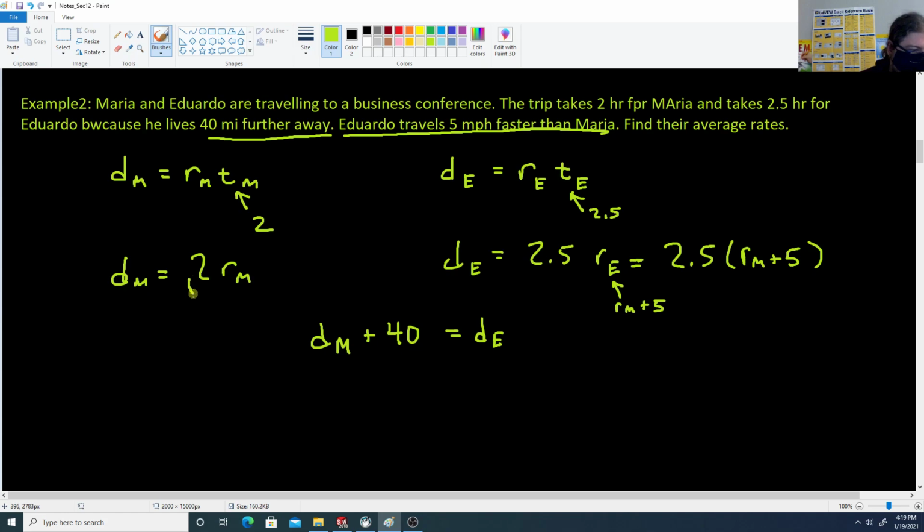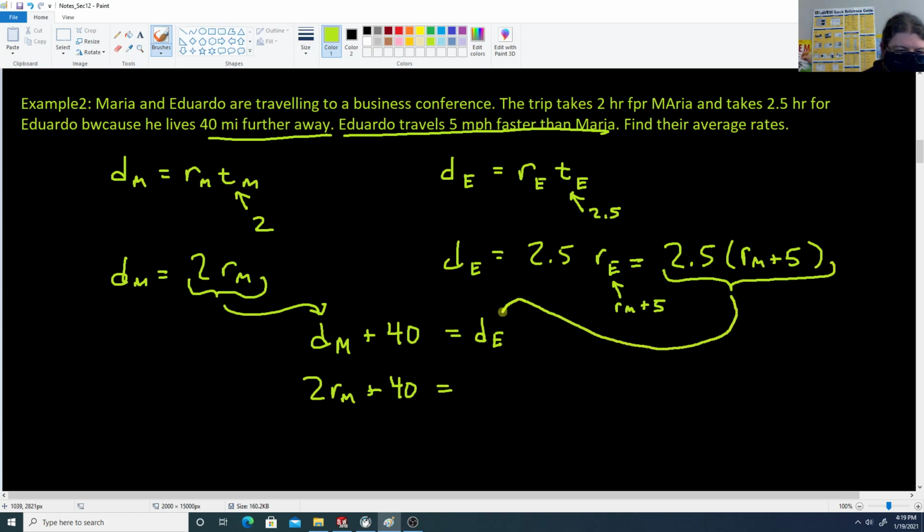Now that we're here, for DM we could replace that with 2 times RM plus 40 equals DE, instead of plugging it in here with the RE. Because Eduardo's rate and Maria's rate are different, we use this statement here to plug in and get Eduardo's rate in terms of Maria's rate. And now we can use this value here, which is only in terms of Maria's rate as well. And we'll plug that in for DE over here.